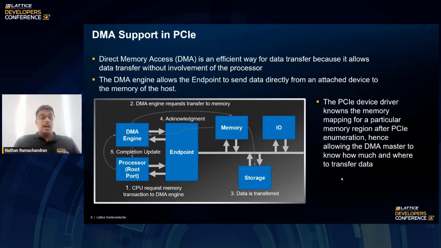So this allows the DMA engine or the DMA master to know how much and where to transfer the data, because the information of what is the size and the location is already exchanged during enumeration.